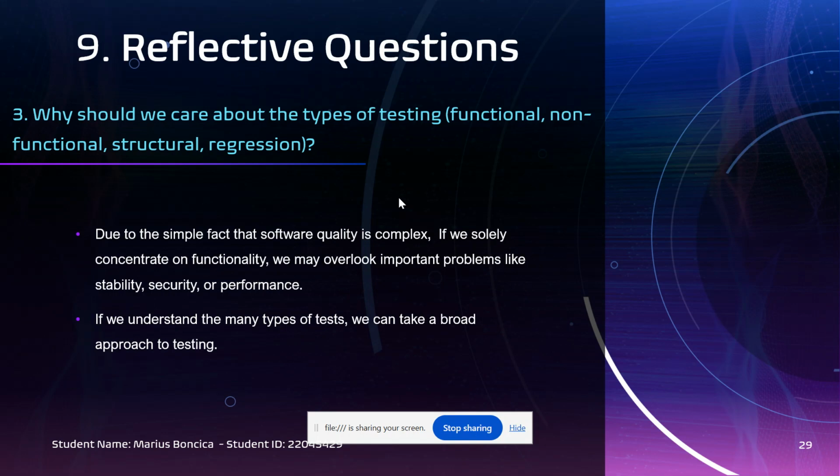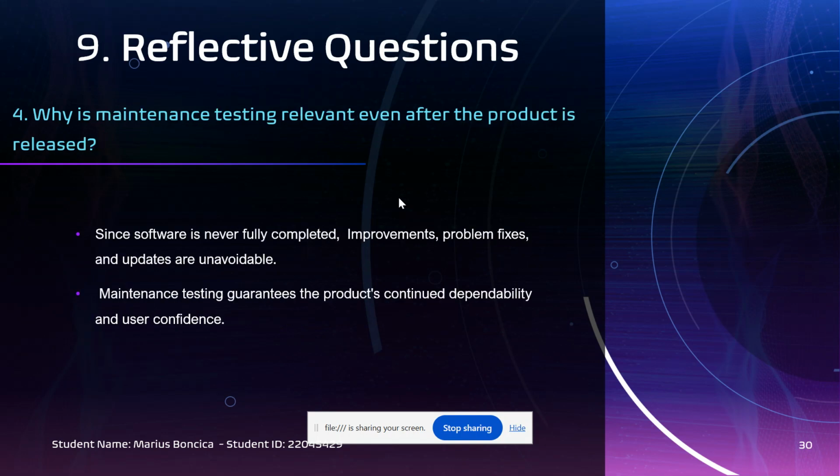Third, why should we care about the types of testing like functional, non-functional, structural, or regression? Due to the simple fact that software quality is complex, if we solely concentrate on functionality, we may overlook important problems like stability, security, or performance. If we understand the many types of tests, we can take a broad approach to testing.